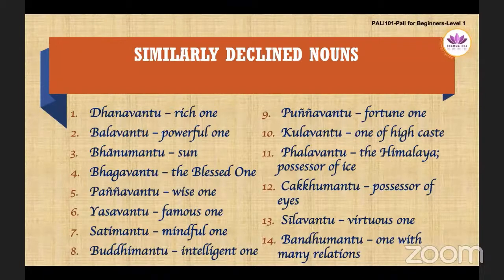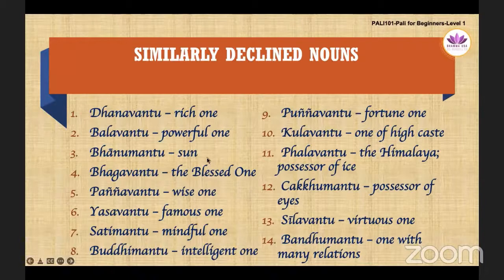Bhagavantu is the blessed one, the fortunate one. Punyavantu. Panya is wisdom, so Panyavantu means wise one. Yasa is fame or good name, so Yasavantu is famous one. Sati, again, you can see here Ikaranta, so we use Mantu. Bhanumantu and Satimantu. I want you to take a little attention to that.